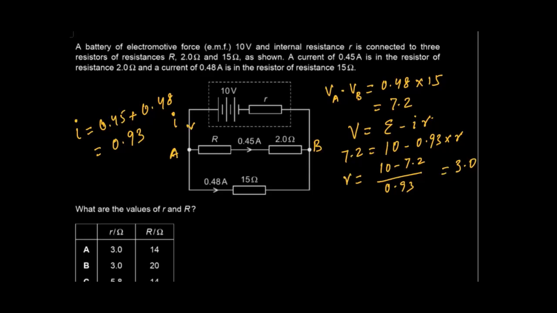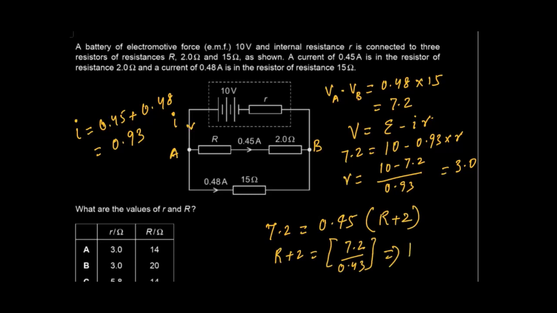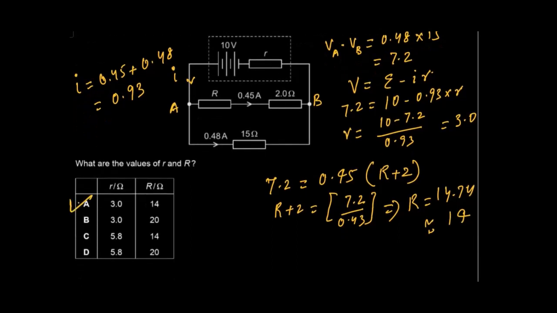And again we can write the potential difference across AB, which is 7.2. This is equal to the current across the AB, which is 0.45, into the total resistance, which is R plus 2. So from here we can find R is equal to 14.74, approximately 14. So out of this, option A is correct. Internal resistance is 3 and capital R resistance is 4.